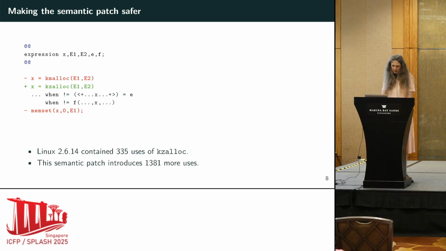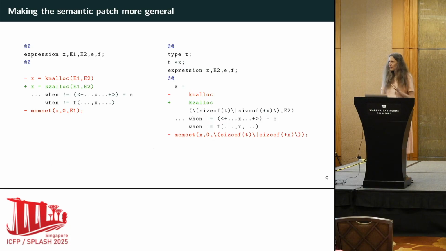So in Linux 2.6.14, so this was a long, long time ago, there were 335 uses of kzalloc. So those are ones that a human had put in by themselves. This is about the time when the function was introduced. And then this semantic patch will add over 1,300 more of them. But then in looking through the code, one might realize, or one might just think about things and realize, that there might be some other situations. So we can generalize things a little bit here.